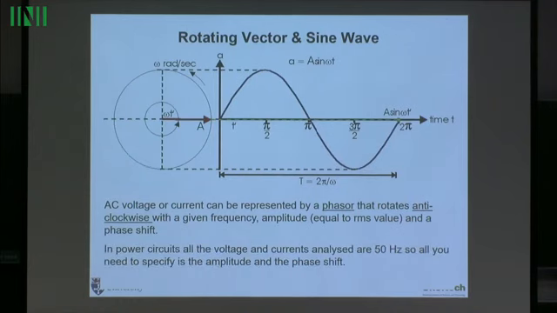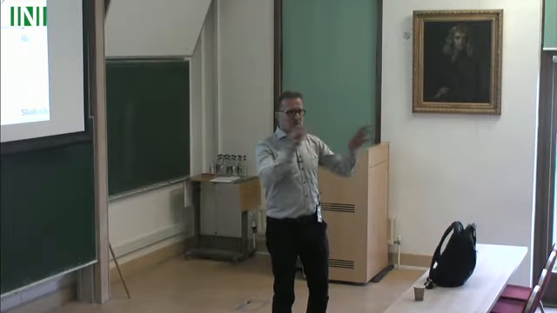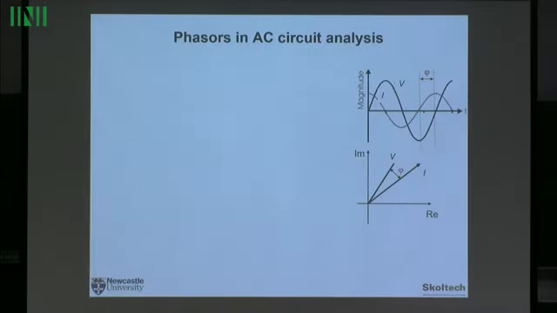Everything rotates at 50 hertz, or 60 hertz in the States. So all you need to specify uniquely a current and a voltage is the amplitude and the phase shift with respect to each other, because they rotate at the same frequency. So the question is how to manipulate them. So you just take the frequency as a constant, right? That's right. This is for steady state analysis. It means nothing changes dramatically, when frequency is nominal.